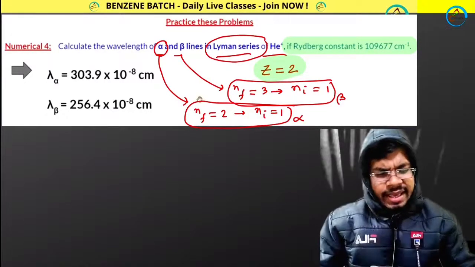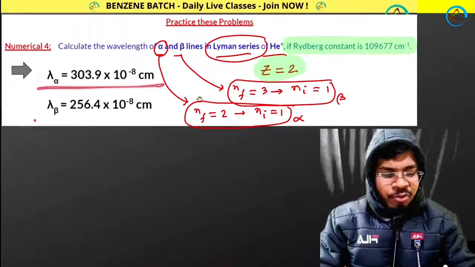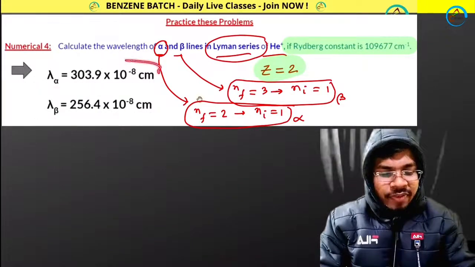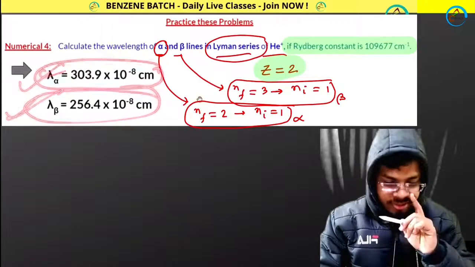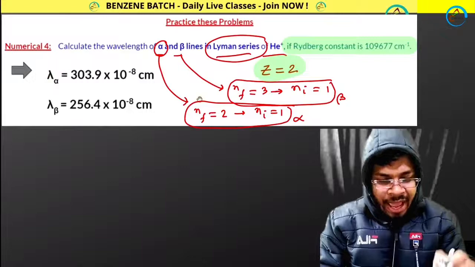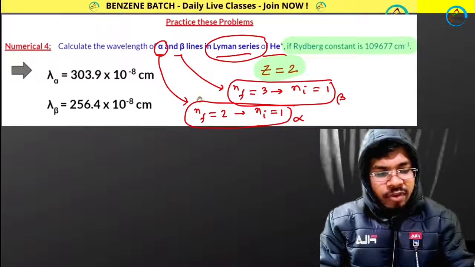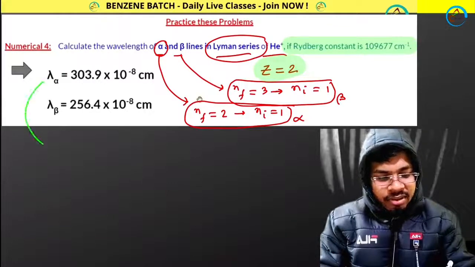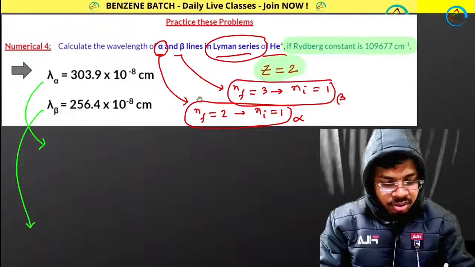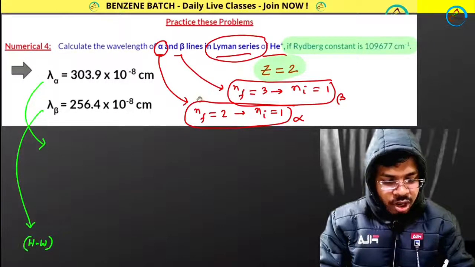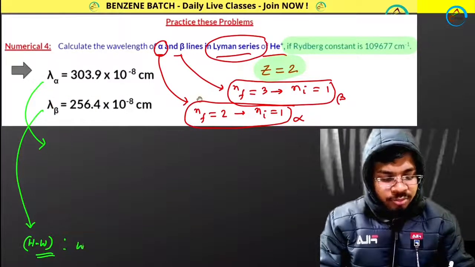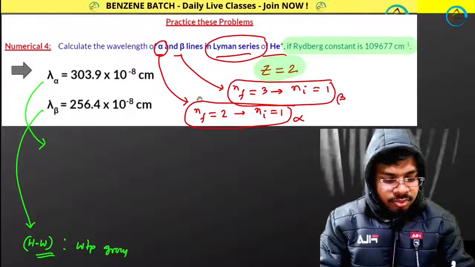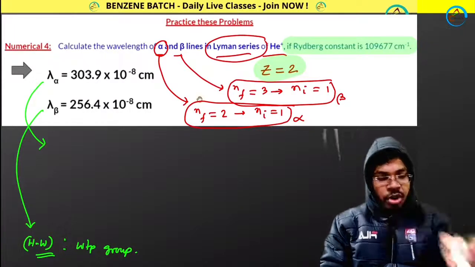So now in this case, I have to calculate lambda alpha and lambda beta, and I have given you the values of lambda alpha and lambda beta. So this will be your answer. At this moment, I will be solving only lambda alpha, and lambda beta will be your homework. Solve it at home and check whether you are getting this answer or not, and then send it to the WhatsApp group. In the class I will be solving this one first.